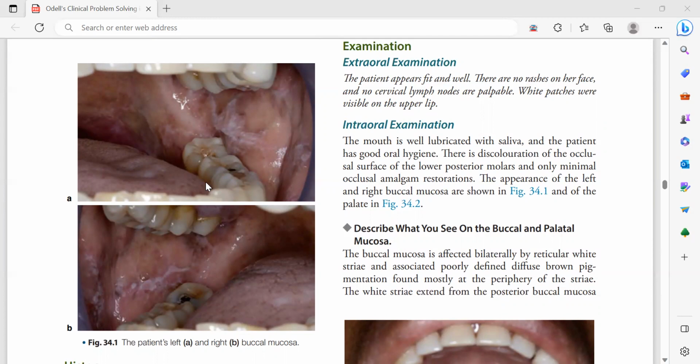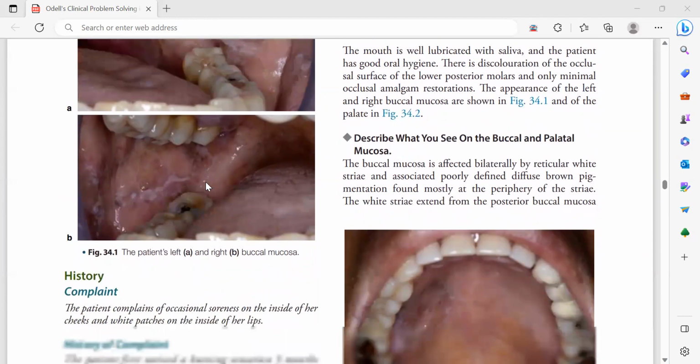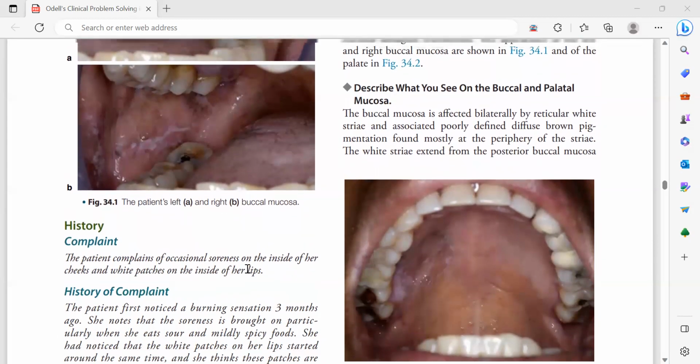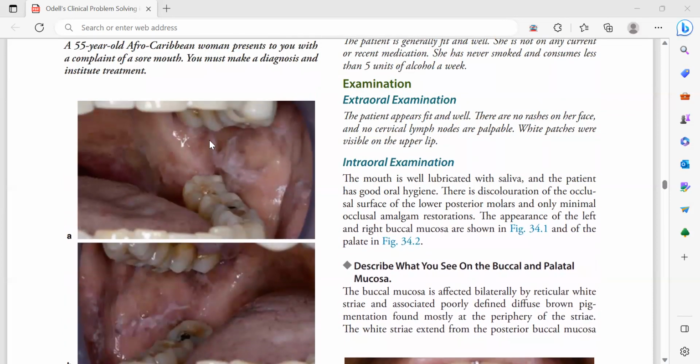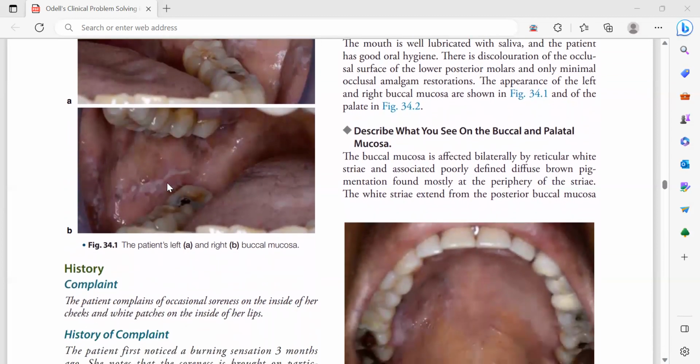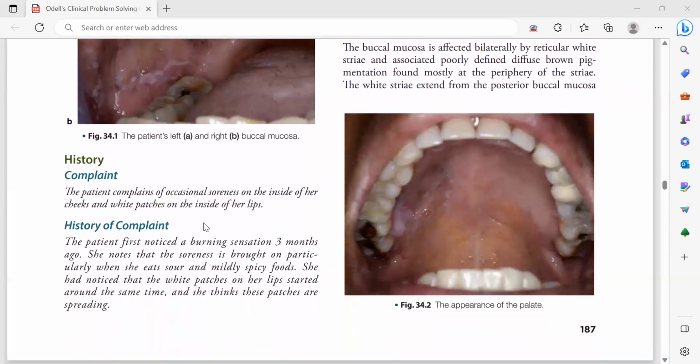We will read in detail how we can exclude them and make sure what the condition actually is, and which investigations we need to do. First we will start with the history. Here the patient complains of occasional soreness on the inside of her cheeks and white patches on the inside of her lips. She is experiencing occasional soreness, and these white patches are bothering her.